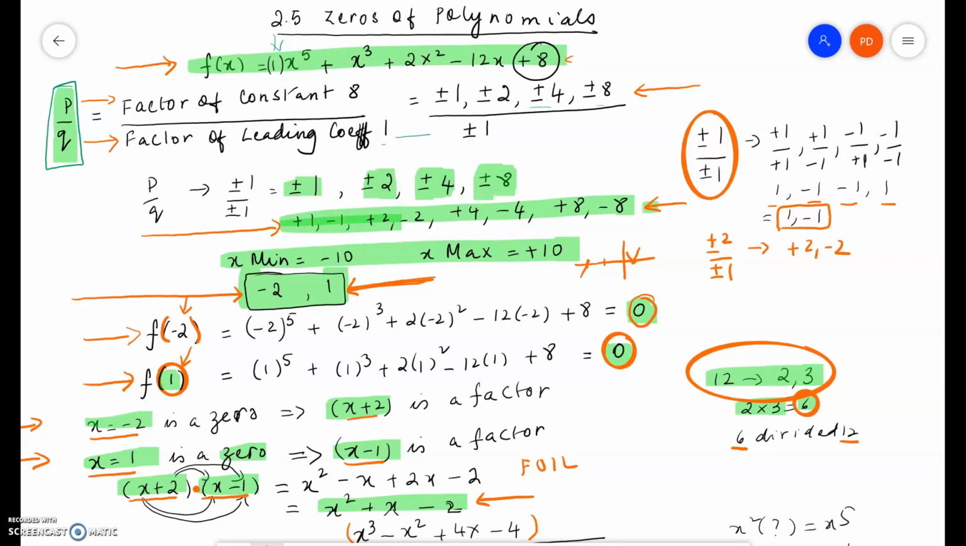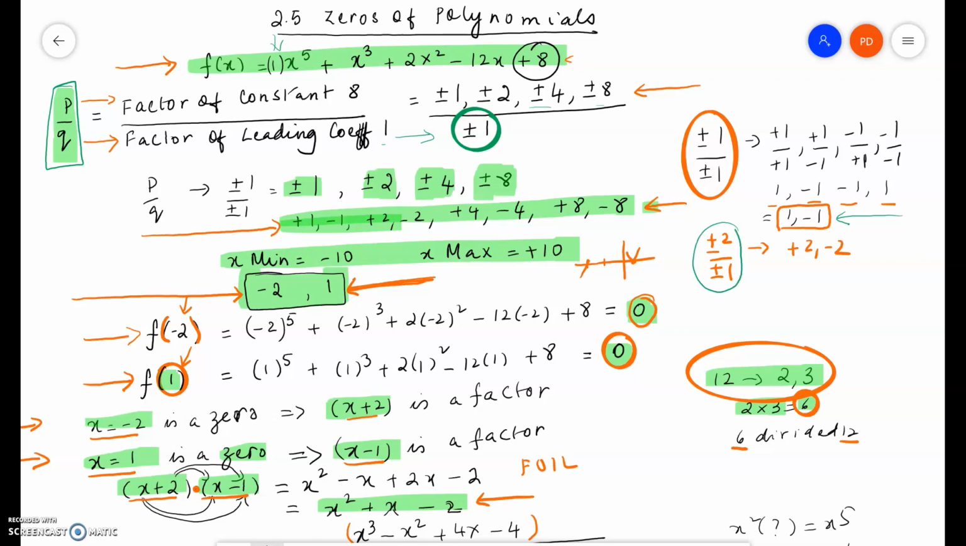The factors of the leading coefficient, the only two factors are plus or minus 1. Now we divide one by the other. So start off with plus or minus 1 divided by plus or minus 1 and list all the possible combinations of the numerator and the denominator. So it can be plus 1 over plus 1, plus 1 over negative 1, negative 1 over positive 1, negative 1 over negative 1. And that gives us two possible rational zeros, which is 1 or minus 1.